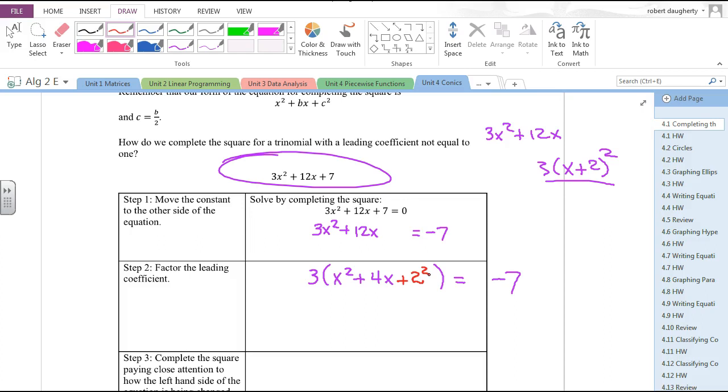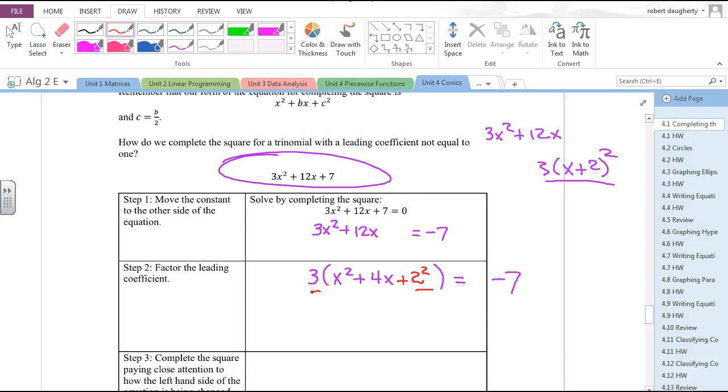But somebody tell me, what did I really do? This is where people make a mistake, okay? It looks like I added 4 to the left side of the equation. What did I add to the left side? What number? 3 times 4, which is what? 12. So it looks like I added 4, but I really added 3 times 4 to the left side of the equation.